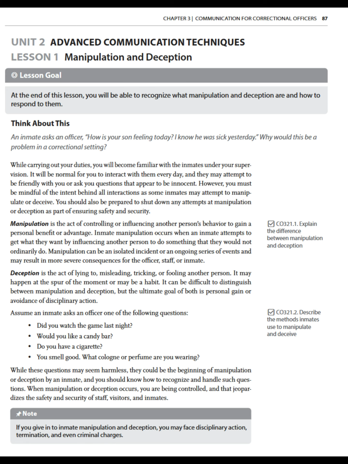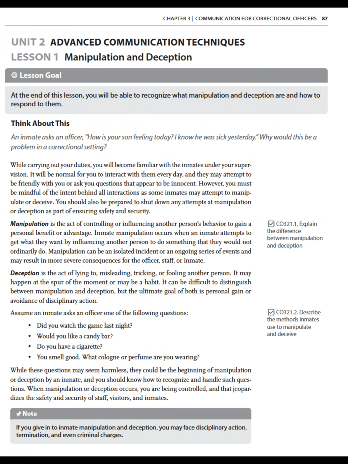Page 87, Unit 2, Advanced Communication Techniques. Lesson 1, Manipulation and Deception. Lesson Goal. At the end of this lesson, you will be able to recognize what manipulation and deception are and how to respond to them.